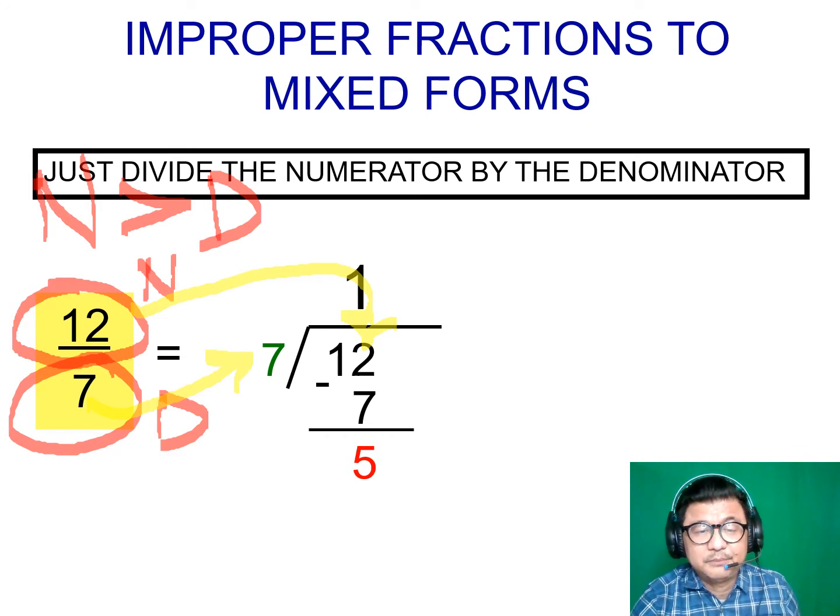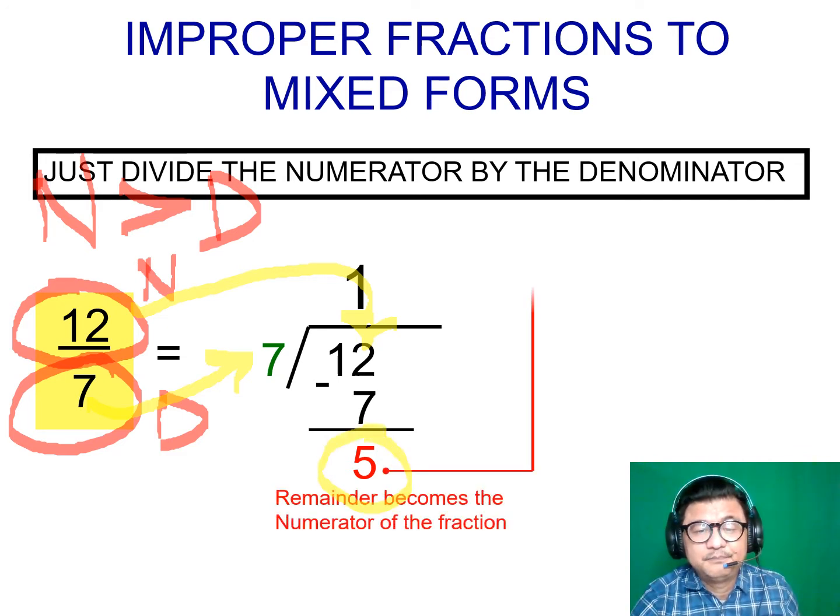Now, the tricky part is this 5. How can I make 5 a fraction? I put it up. Okay, that goes 5 on top. Over what denominator now? I will use the divisor of 7 and place it there. So the answer is 1 and 5/7.